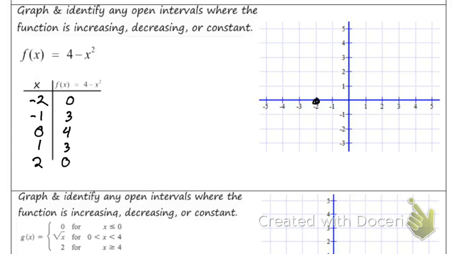So we have -2, 0. We have -1, 3. We have 0, 4. We have 1, 3. And finally, we have 2, 0. Note, they didn't put any restrictions on this. So that means it's the entire graph. We're going to have arrows. There is no restriction on this graph. So if there's no restrictions, you have to put your entire arrows.